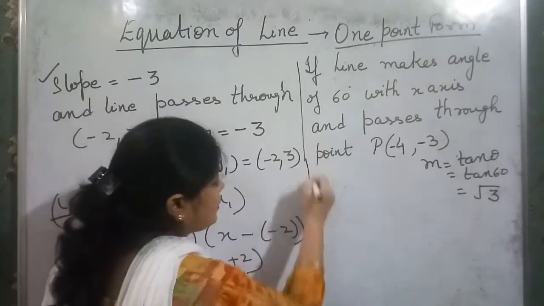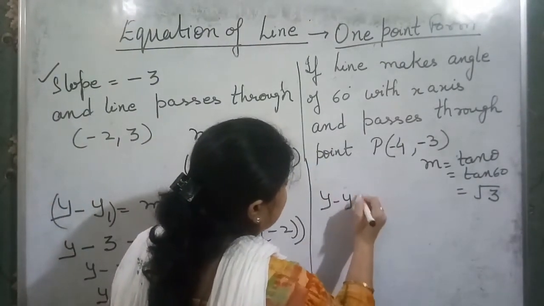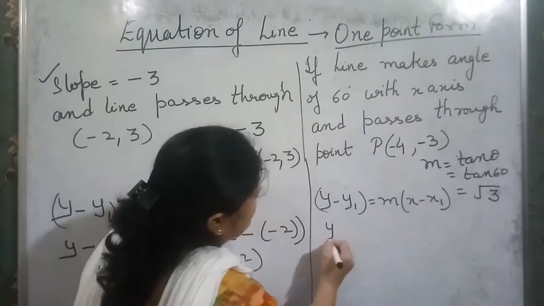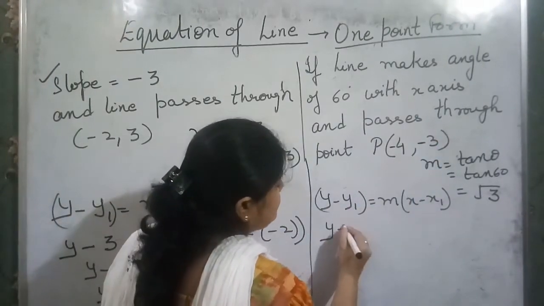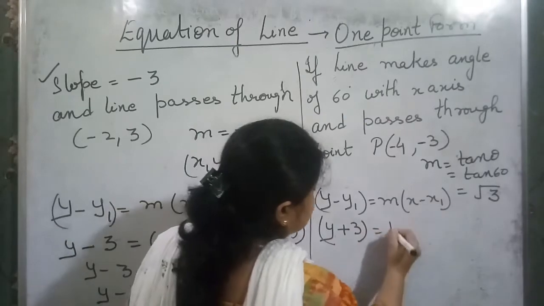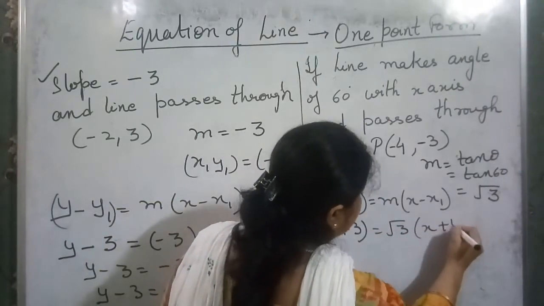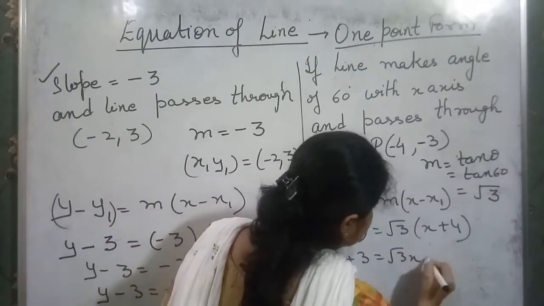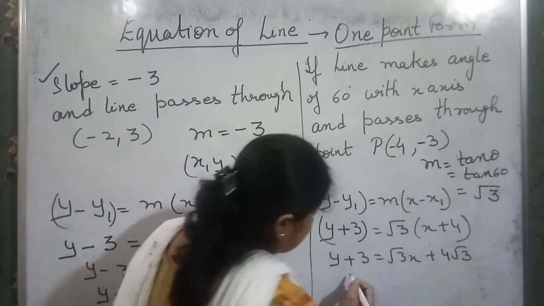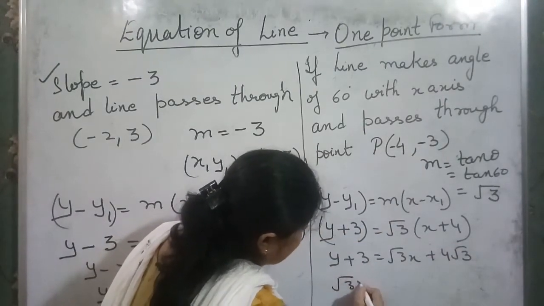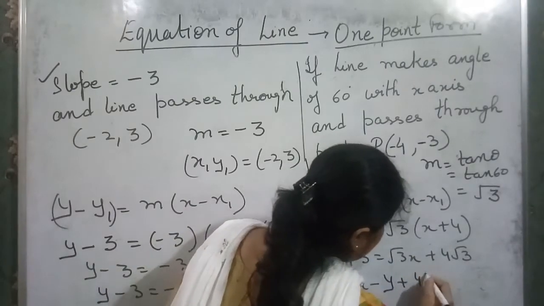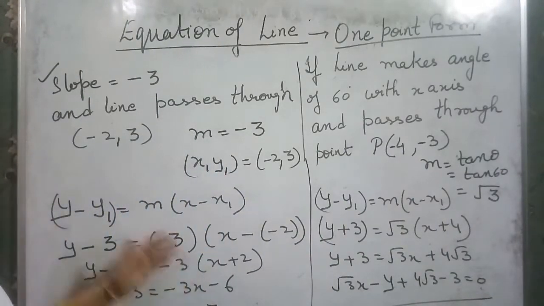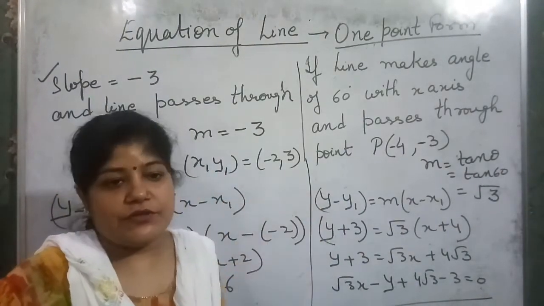Now easily you can put the values. y minus y1 is equal to m times x minus x1. So we have y minus y1, that is minus 3, it becomes plus 3, and it is root 3 times x plus 4. And after solving this you easily get the answer, root 3x plus 4 root 3. Take it here: root 3x minus y plus 4 root 3 minus 3 is equal to 0. This is the equation of the line. I think the one-point form of the equation of a line is very easy to know.